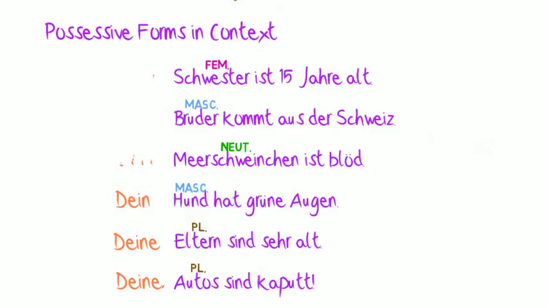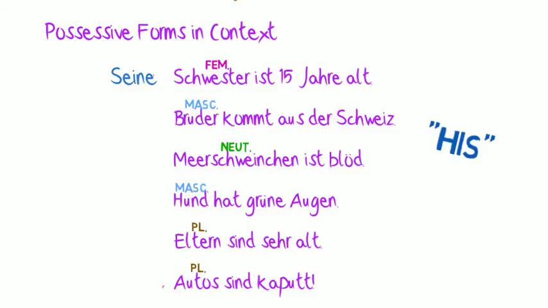Let's look at this again with the word for "his." The first sentence usually tricks some English speakers. They see the word "his" and start thinking masculine, masculine, masculine. But all the word "his" does is tell us that we need to use either sein or seine to say that this thing belongs to a male. The gender of Schwester also matters. Since it's feminine, we pick the word for "his" that goes before feminine nouns, seine.